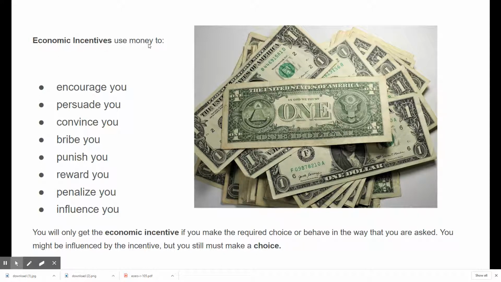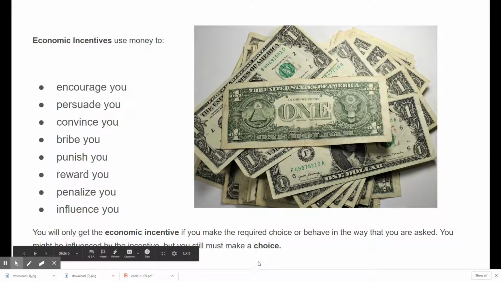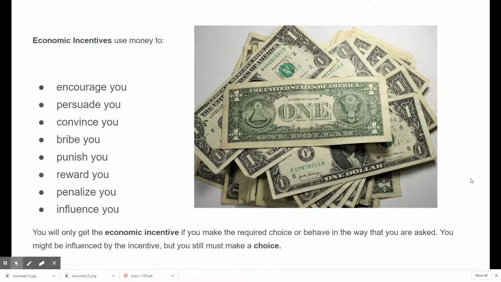Economic incentives use money to encourage you, persuade you, convince you, bribe you, punish you, reward you, penalize you, and influence you in many ways. But you will only get the economic incentive if you make the required choice or behave in the way that you're asked. You might be influenced by the incentive, but you still must make the choice. Like if your mom says, I'll give you $1 if you take the trash outside, you have to make the choice to take the trash outside, or you don't get $1.